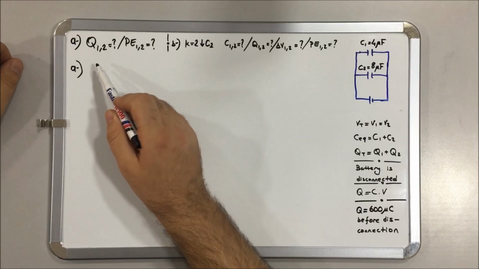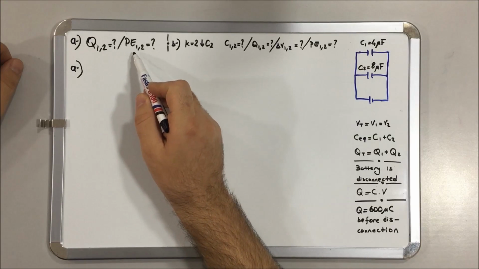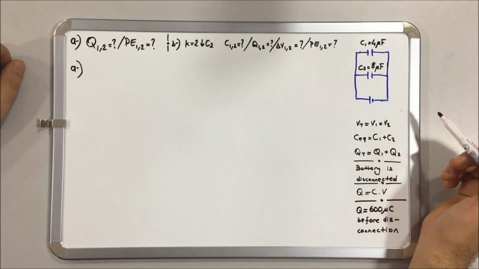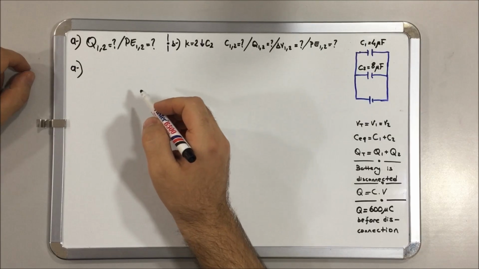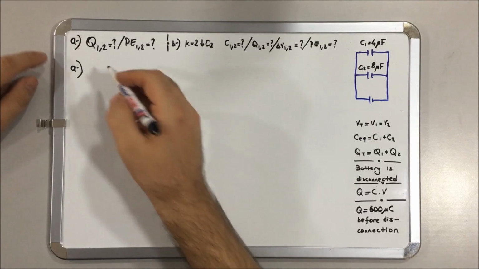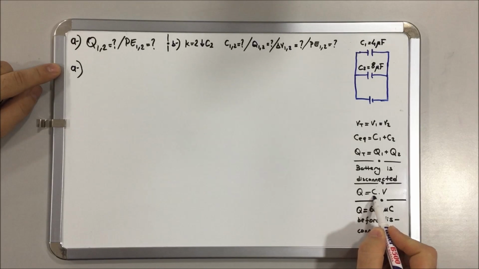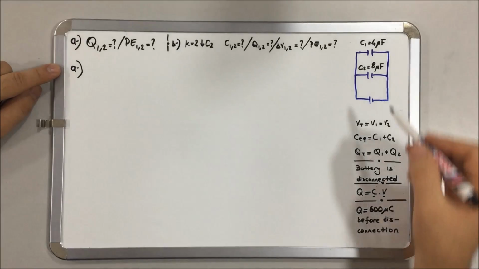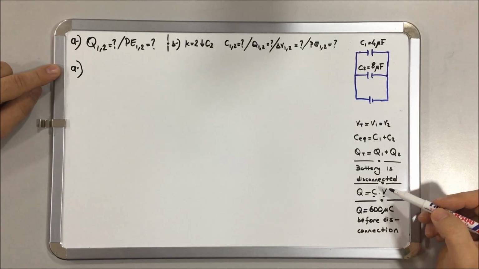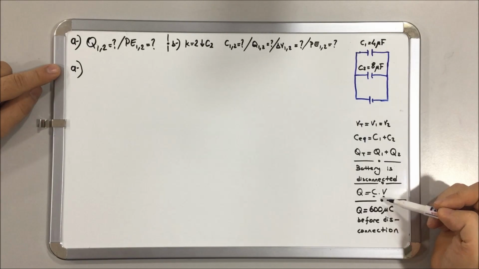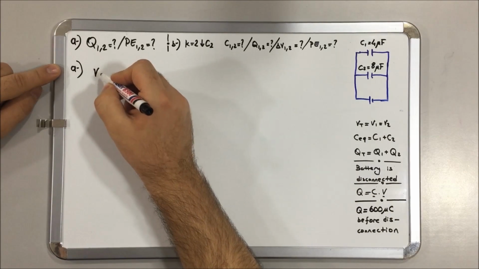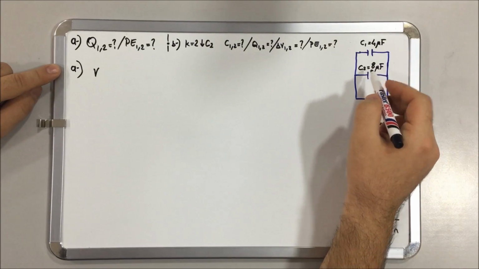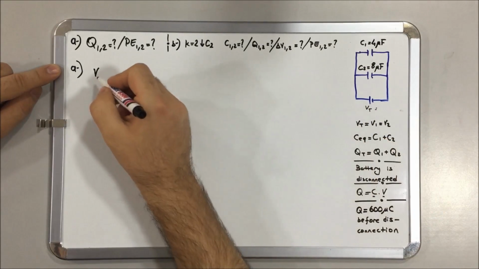Calculate the charge 1 and charge 2 and stored energy 1 and stored energy 2 for the capacitors. Firstly, to calculate charge we need capacitance and potential difference. To calculate charge 1, I need C1, I need V1, I don't have it, so I have to calculate V1. How can I calculate V1? V total is equal to V1 and V2 because they are parallel.